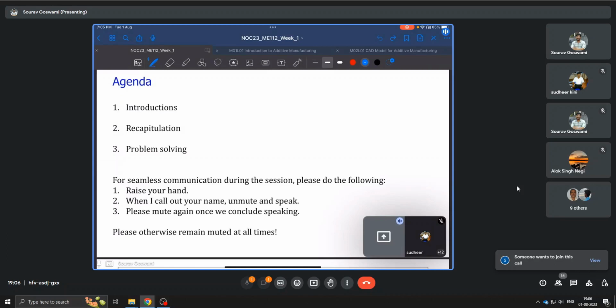Then we'll solve some sample problems, which will give you a better insight into the course, as well as, I hope, help you with the assignments. And just some quick points. During this session, if you want to communicate with me, please raise your hand and I will notice and I'll ask you to unmute and then please speak. Otherwise, I'll request you to keep muted during the entire session to avoid any disturbances.